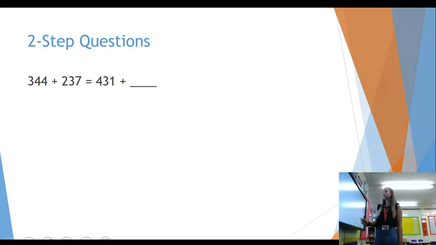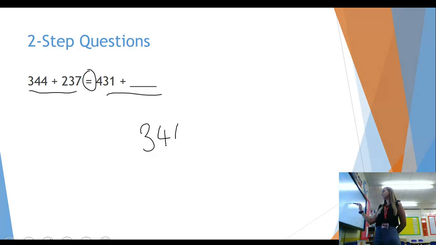Our two-step questions, okay, we do normally struggle on this. However, we just need to work out the answer first. So all this is saying is 344 add 237 is equal to 431 add something. So first of all, we need to find out what this is equal to. So we need to work out this sum. So 344 add 237. Add these up.